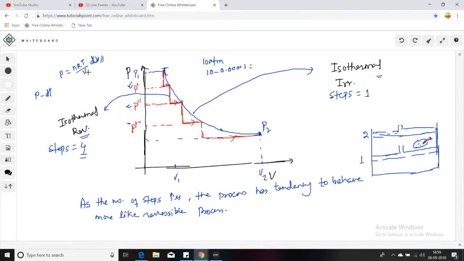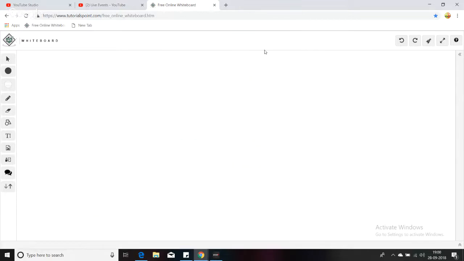I hope you all have done the derivation of the isothermal reversible process, so I'm not going to derive that one. We get 2.303 nRT log of V2 by V1, like that, some expression. Yes or no? I am skipping that derivation. You can go through it, it is given in the book. We don't have that much time.